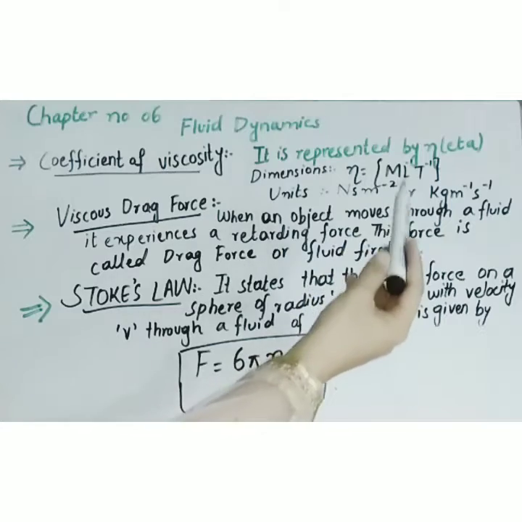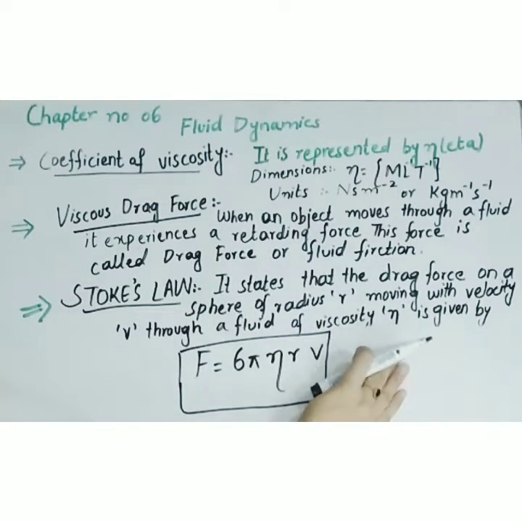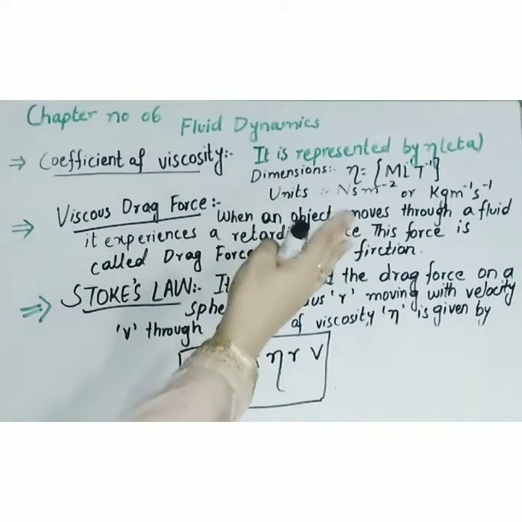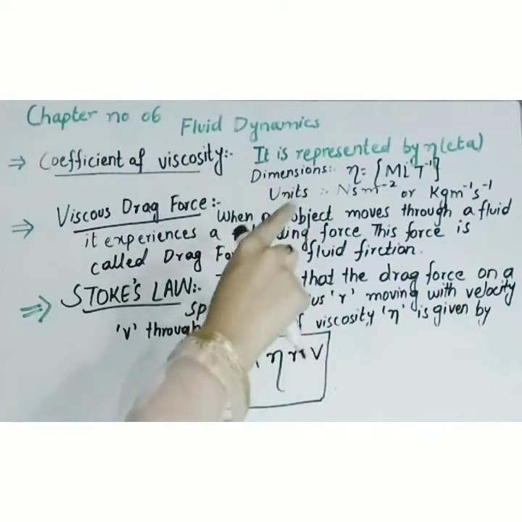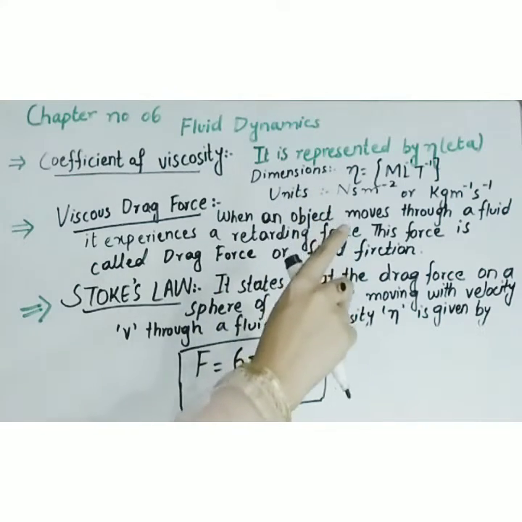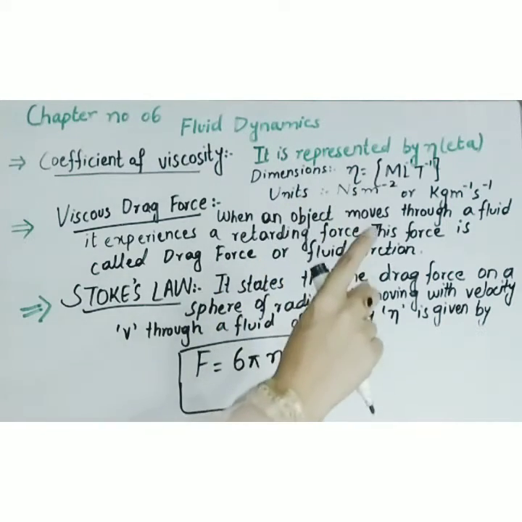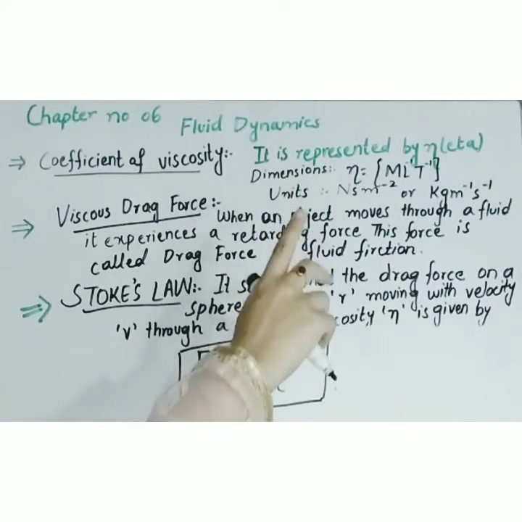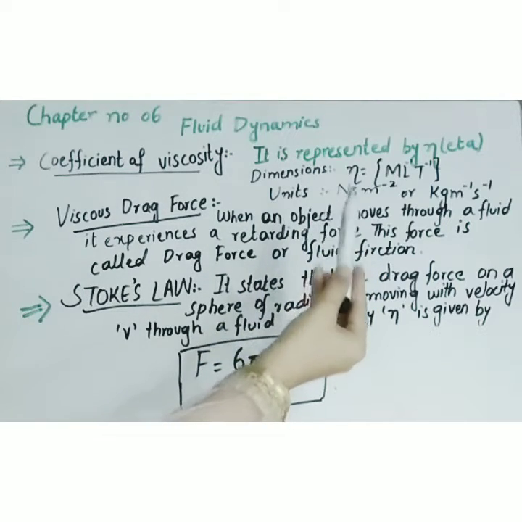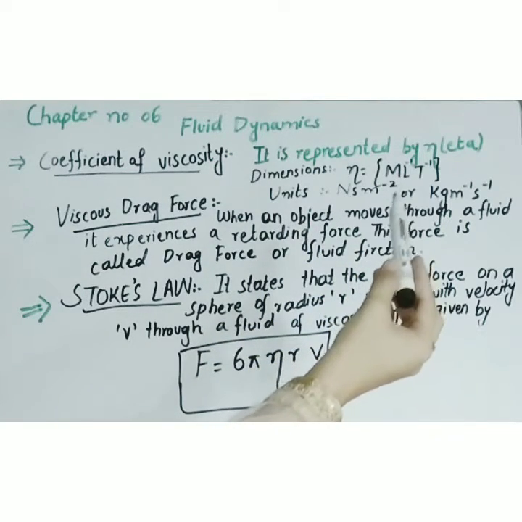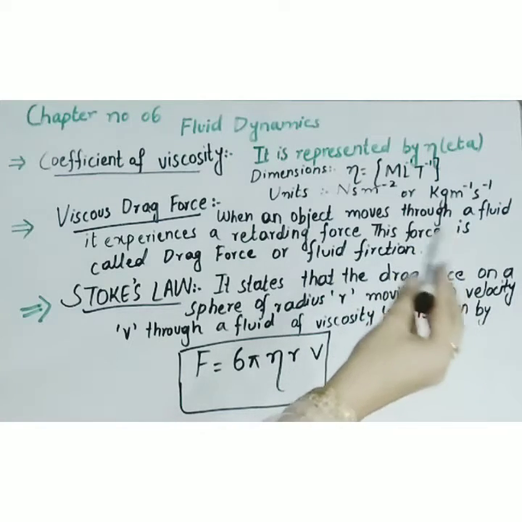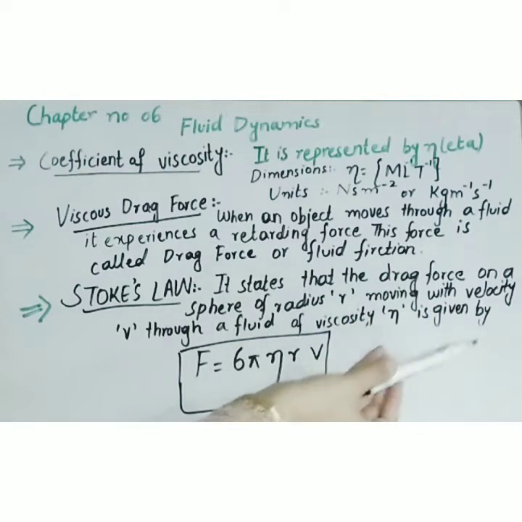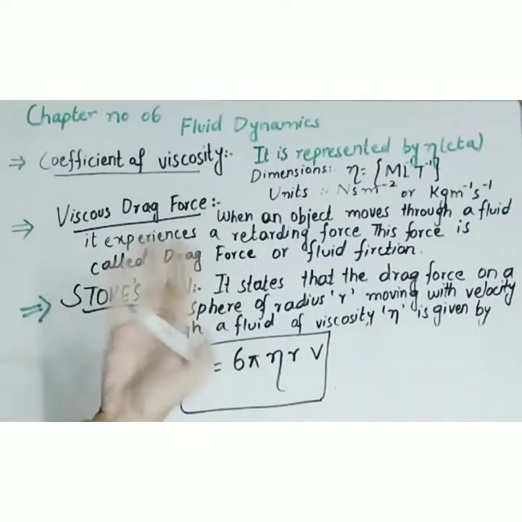Dimensions are always represented in square brackets. The dimensions of viscosity are mass per length per time. The unit of mass is kilogram, the unit of length is meter, and the unit of time is seconds. So the units are kilogram per meter per second. So these are the units of viscosity, the dimensions of viscosity, and the symbol.